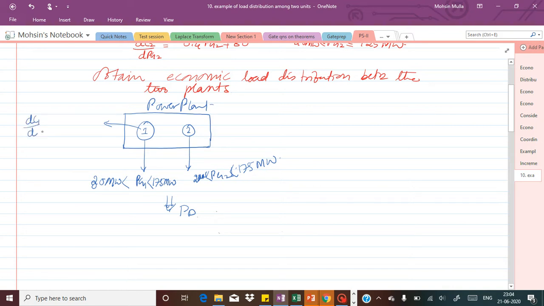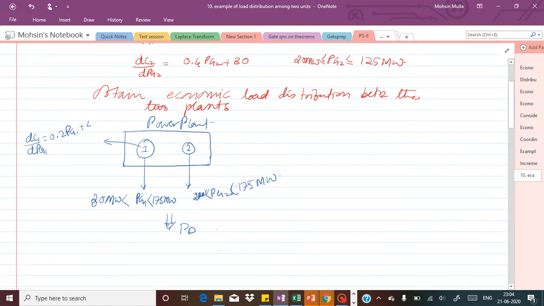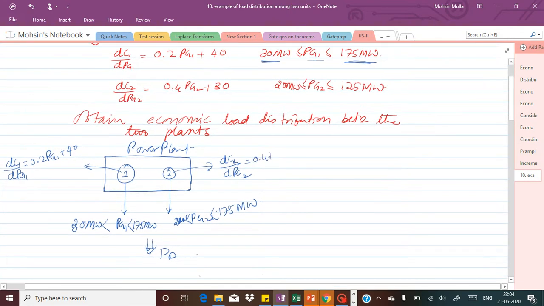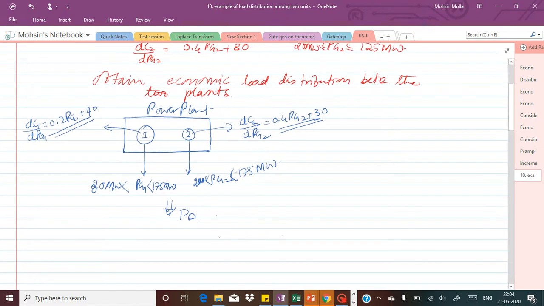For the first plant, the incremental cost equation is as given here, equal to 0.2 Pg1 + 40, and for the second plant the incremental cost is given by dC2/dPg2 = 0.4 Pg2 + 30. These are the equations which govern the incremental fuel cost of the two plants.